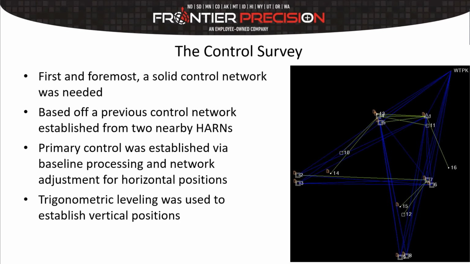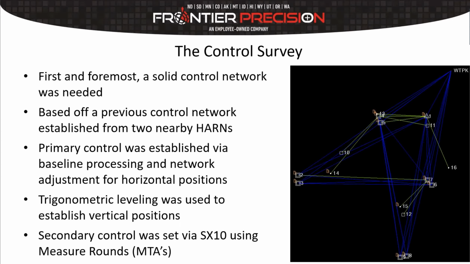And then once our primary control was all adjusted and leveled through, we used the SX10 and set out some additional control, because we knew doing the total station survey, we would need some more points out there. So we made sure that we used measure rounds for everything, and we tied everything in. So we had mean turned angles and things like that.